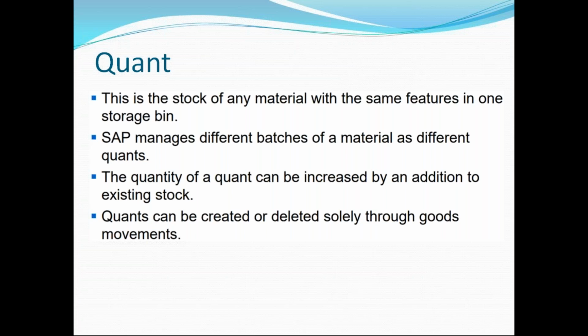The quantity of a count can be increased by an addition to existing stock, but the count number remains the same. Only the quantity of the stock, or quantity of the count, will be increased. The counts can be created or deleted solely through goods movement. So whenever we are doing the goods receipt onto the particular bin, the count will be generated. And if we are picking the material from the particular bin, the count will be deleted by default.